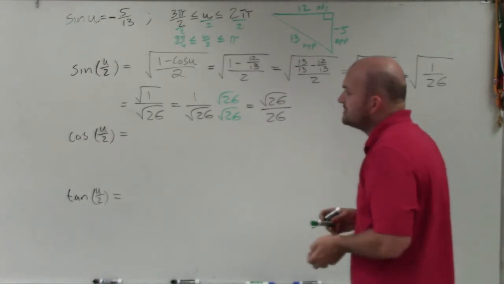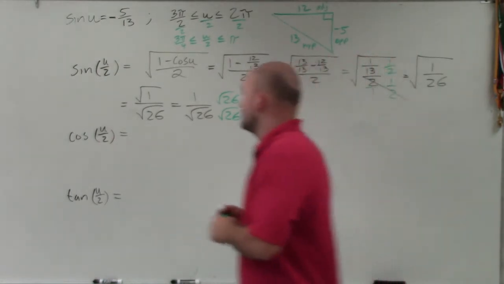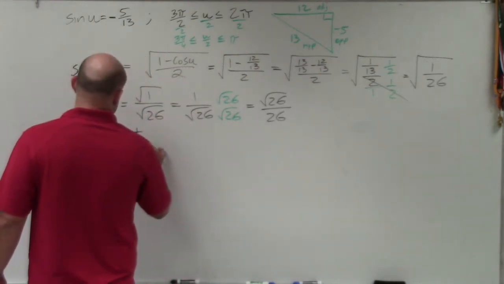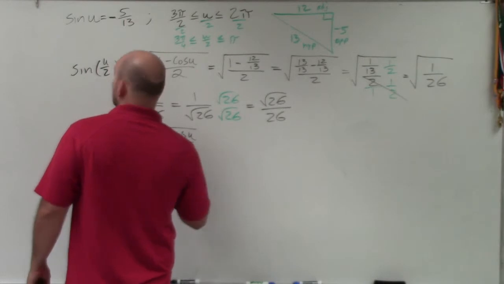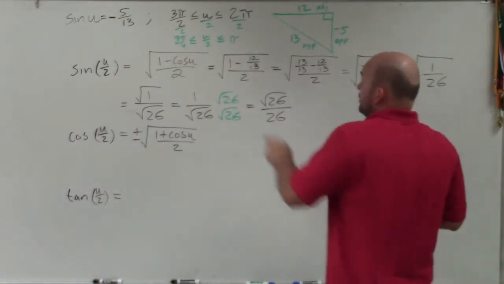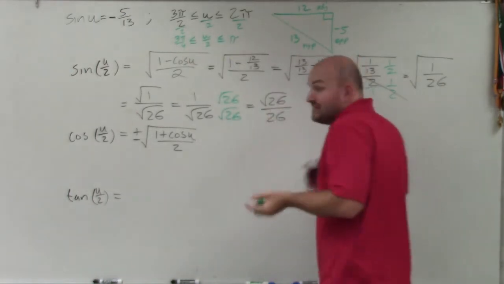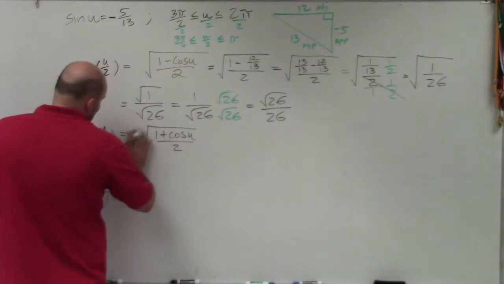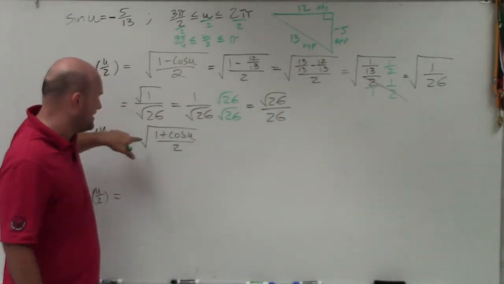Now let's get into cosine of u. Now cosine is going to be exactly the same case. The formula is just a little bit different, but it's plus or minus the square root of 1 plus cosine of u divided by 2. Again, the plus or minus depends on where u over 2 is. Again, u over 2 is between 3 pi over 4 and pi. So that means the result is going to be negative. So we want to make sure we keep that negative sign. Every single time I write the radical, I've got to keep that negative.